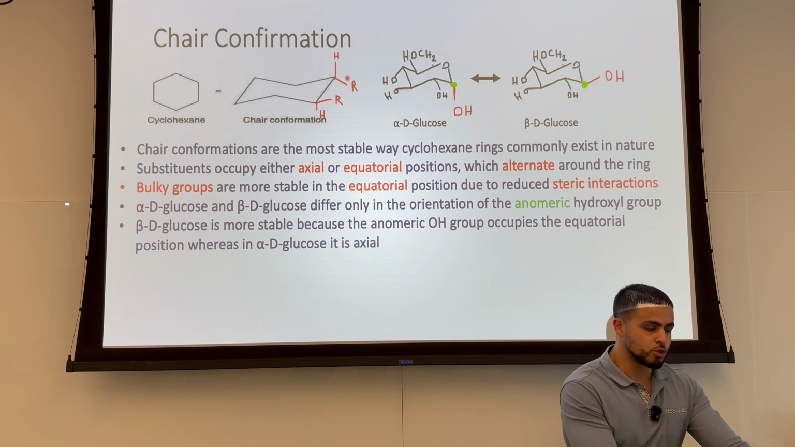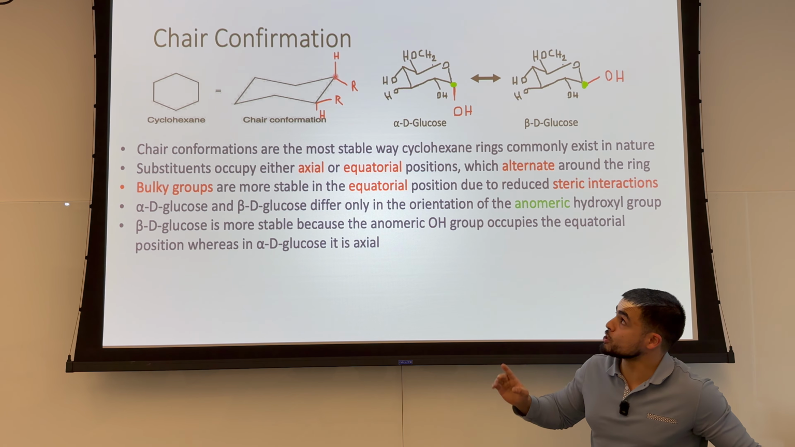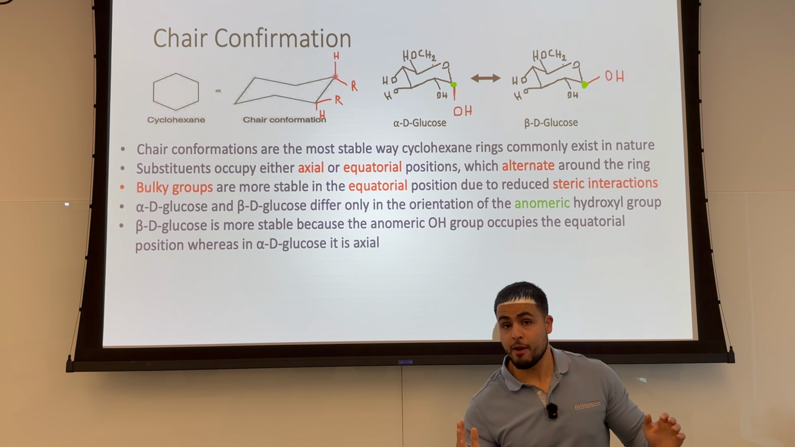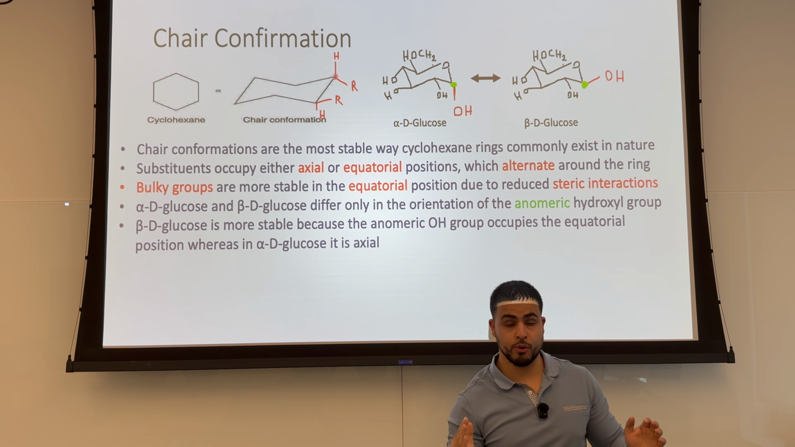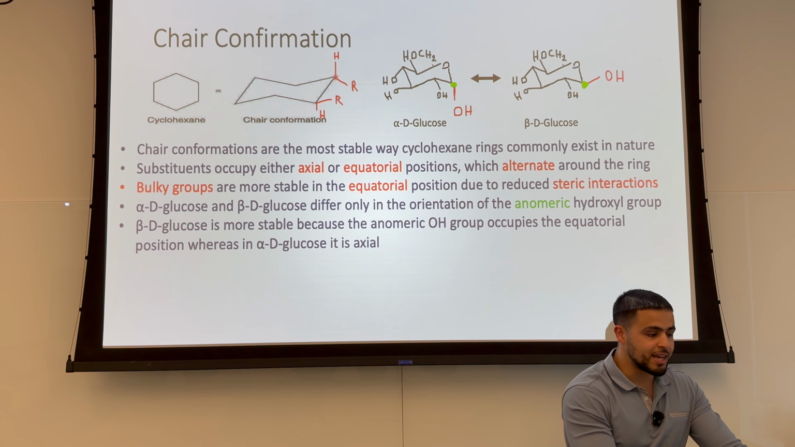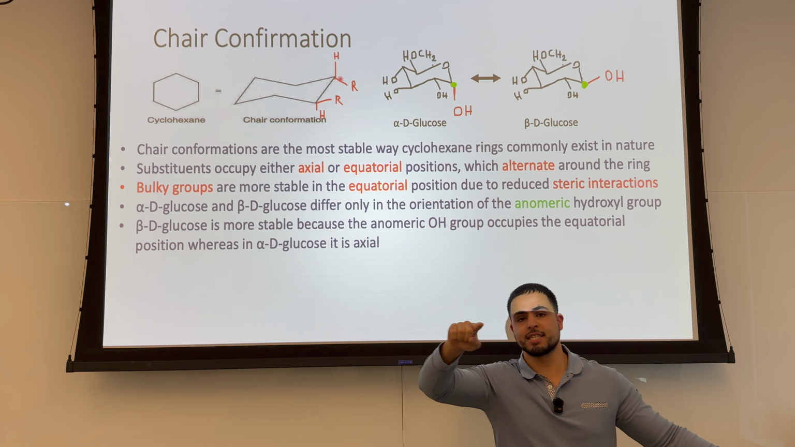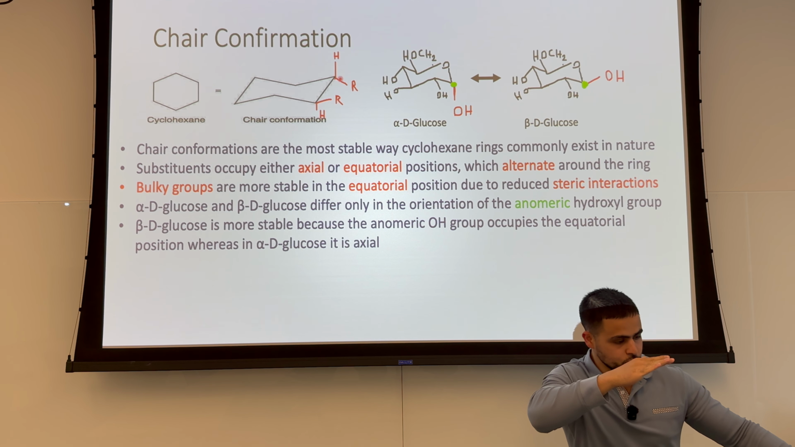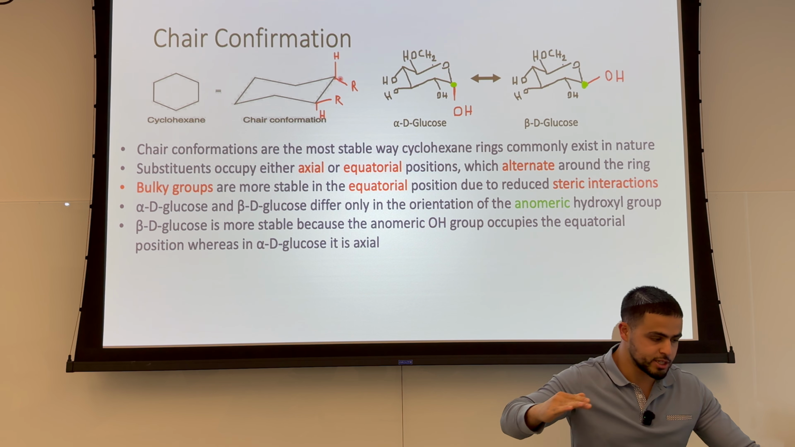What does this mean? So notice how right here, this hydrogen, which is in the axial position, is vertically pointing up, at a 90-degree angle. Whereas if you look at the R group, the equatorial position, it's going to the side and down, right? So kind of horizontally, but pointing downwards.